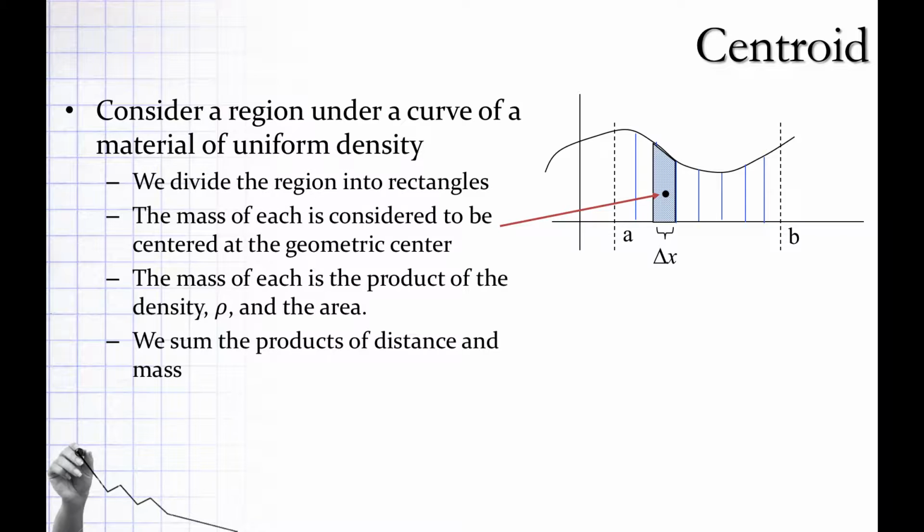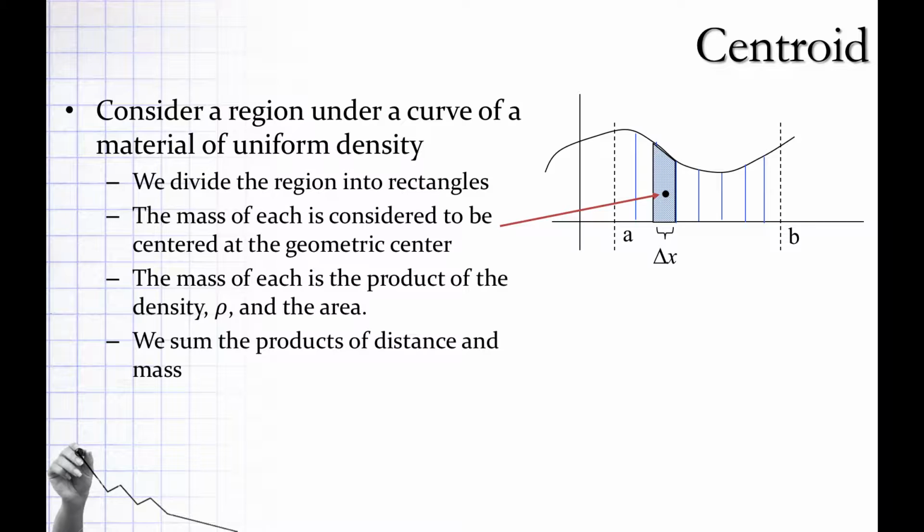Essentially, we're going to have to add all those up. So what we need to consider is how do we find the moments? How do we find the mass? And if we can take moment divided by mass, then we can find our coordinate, right? So the issue really here is how do we find the moment and how do we find the mass?